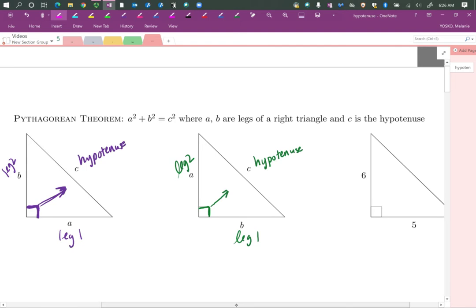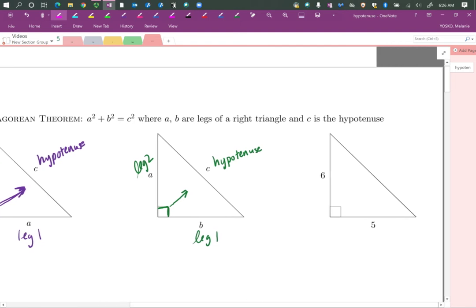So let's do an example. I have one right here. Okay, so do you see that in this case I have labeled two legs? One of the legs has length 5, the other leg has length 6. We want to figure out how long is this side over here. Well, turns out this side is the hypotenuse.